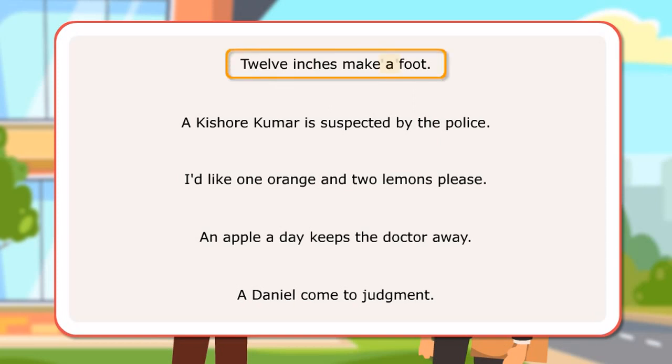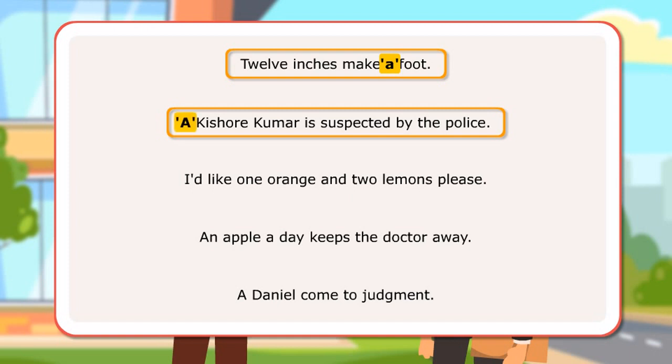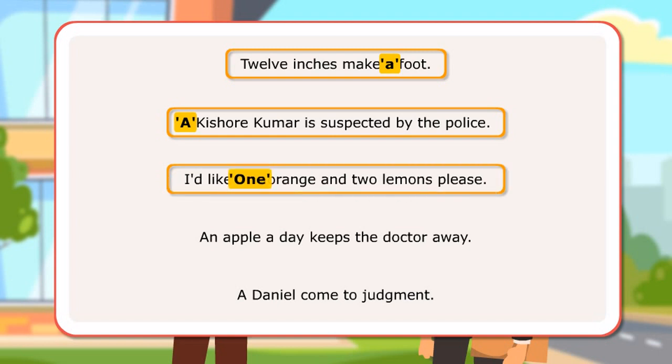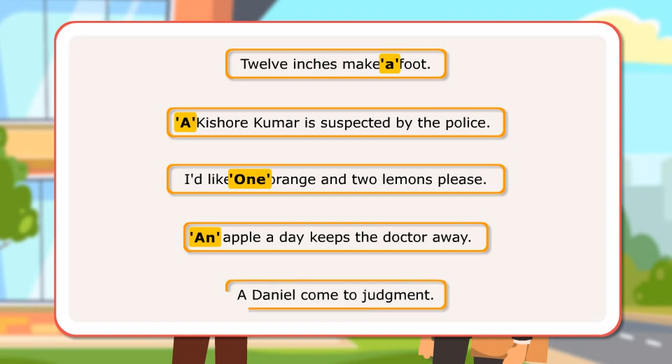In the first sentence, a is used to emphasize foot in its original sense of one. In the second sentence, a is used to show Kishore Kumar as a certain person. In the third sentence, one is used to emphasize that we are talking about only one orange. In the fourth sentence, an is used with a vowel sound. In the last sentence, a is used to make a common noun of a proper noun.